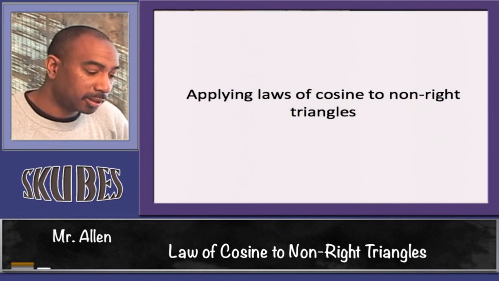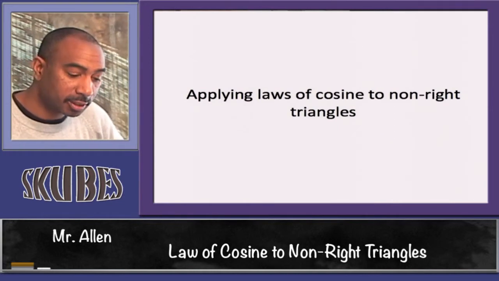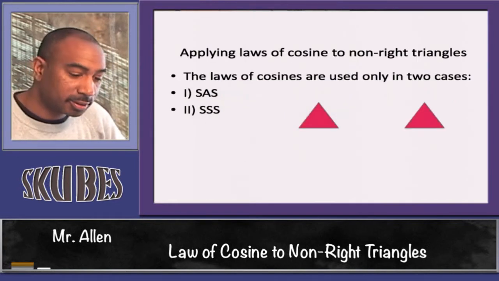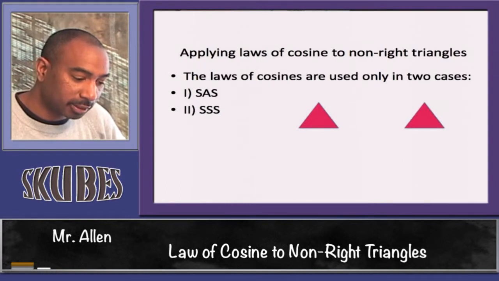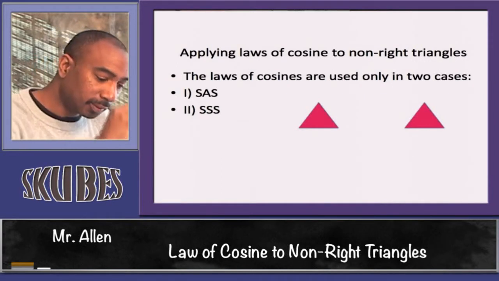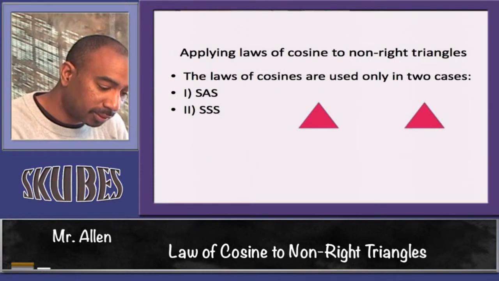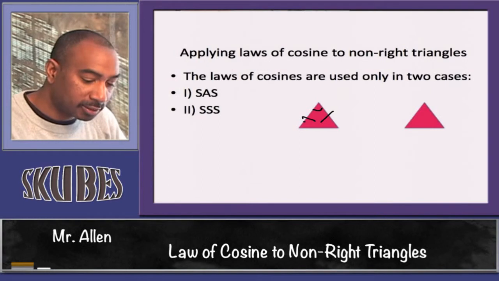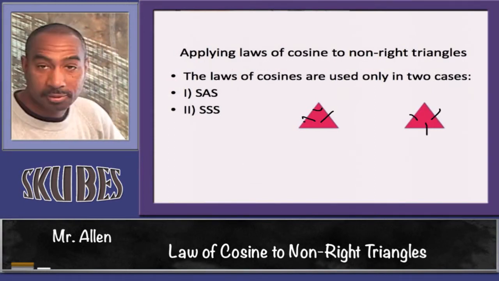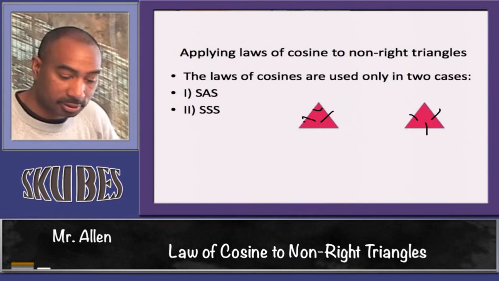All right, today we're gonna be applying the law of cosines to non-right triangles. The law of cosines is used in two cases only: side, angle, side, and side, side, side. Those are the only two situations where we'll use the law of cosines.